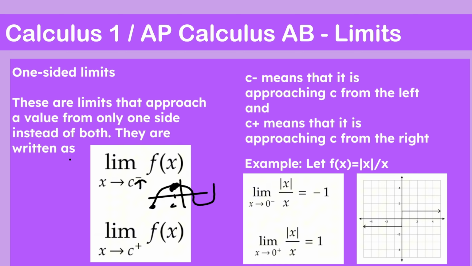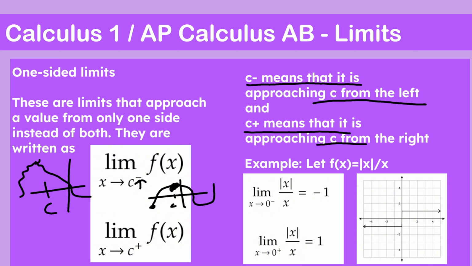So essentially you just have some point c, like say this is c, and c negative is from the left and c positive is from the right. So basically what I just said right now, c negative means that it's approaching c from the left, and c plus means that it's approaching c from the right.